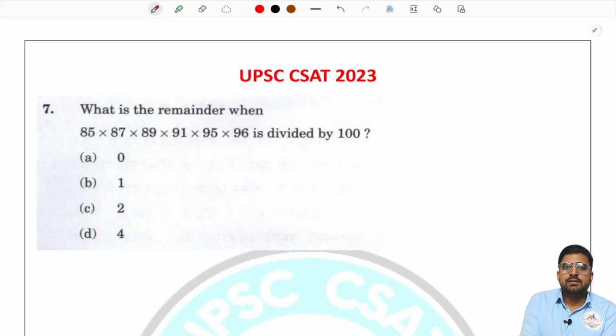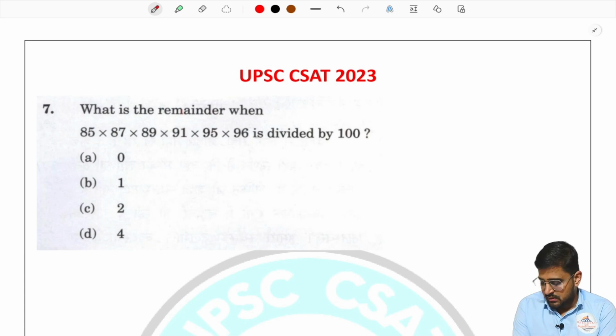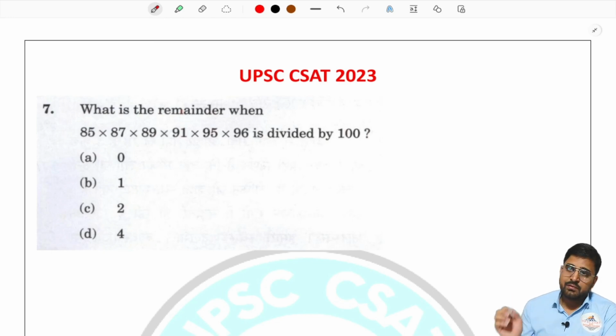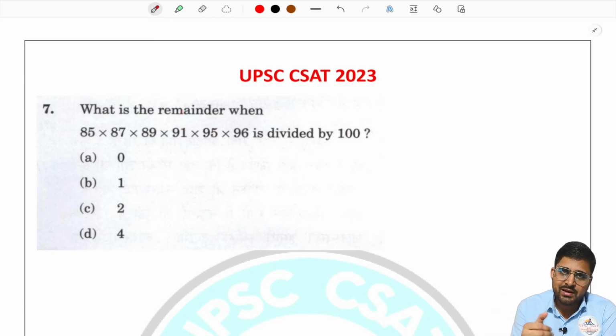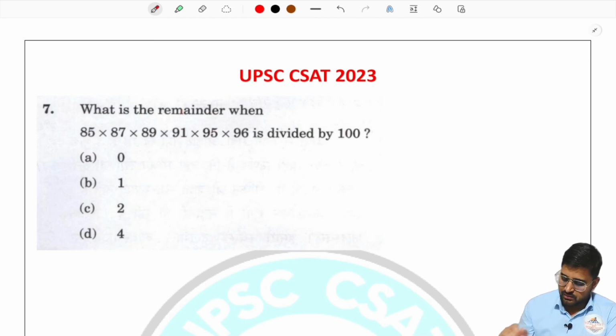So let us start the UPSC CSAT 2023 question paper. What I have seen is that more than 20 questions are directly from the number system chapter itself. There are 80 questions, of which 20 questions are from the number system topic itself. So the importance of number system is such that if you have control over the number system, then you can clear this part of the examination. That's the weightage of this topic. Let's try to solve some questions.